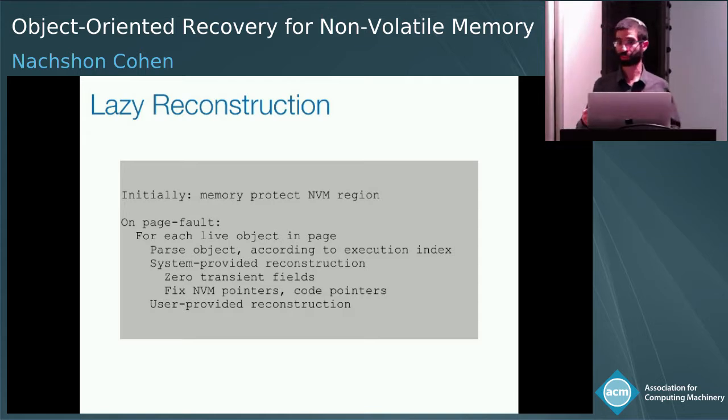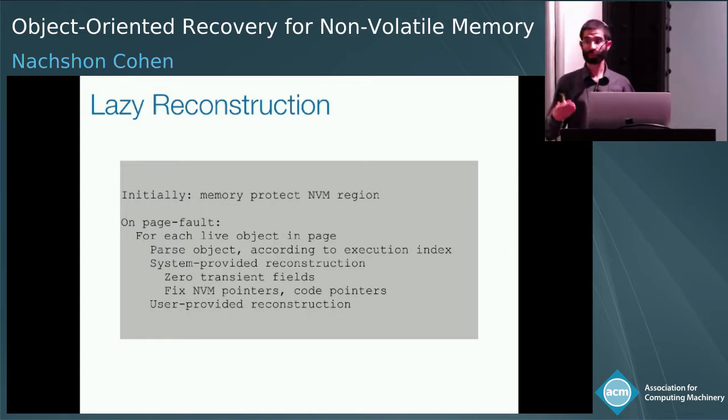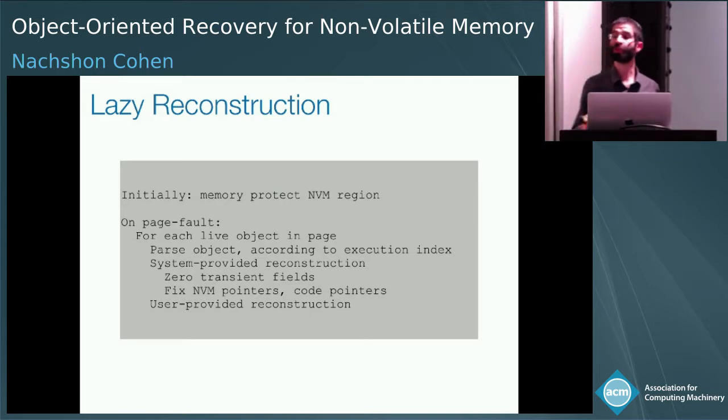Instead of just mapping the non-volatile memory, we map it without memory protection. So every time we read or write to the non-volatile memory, we're going to capture a trap and then execute all the recovery code on the object that resides on this page.